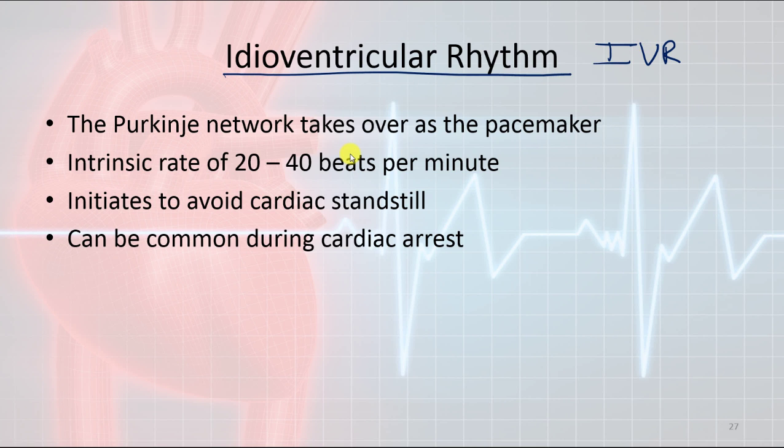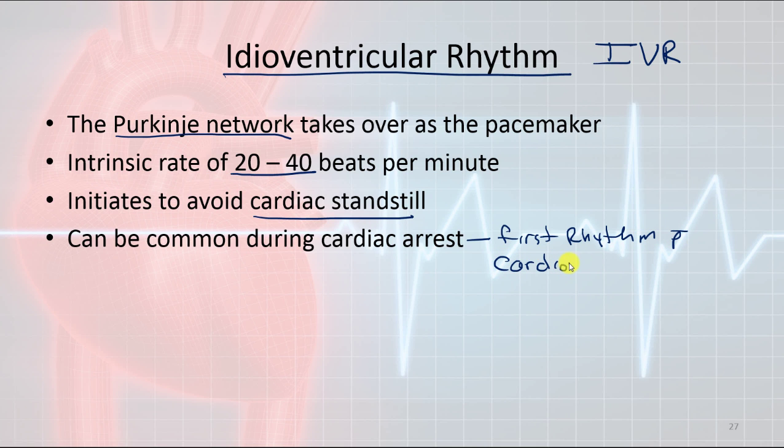The idioventricular rhythm is when the Purkinje network, or the Purkinje fibers, it's the same thing, takes over as the primary pacemaker of the heart. It's a tertiary pacemaker, but it takes over as the pacemaker. The Purkinje network have an intrinsic rate of 20 to 40 beats per minute. It initiates to avoid cardiac standstill and going into asystole, and it can be very common during cardiac arrest, usually as the first rhythm after cardioversion, or in this case unsynchronized cardioversion, which is also called defibrillation.